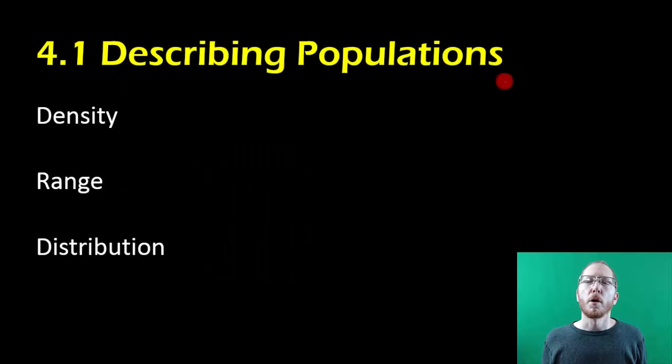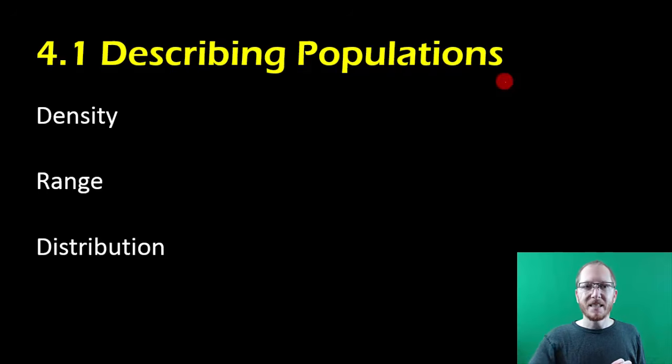Welcome to section 4.1, where we're going to start describing different characteristics of populations. If you remember, a population is a group of individuals that are members of the same species, and so they're able to interbreed with one another to produce offspring. As we describe them, there are three categories that we're going to go into in more detail, but I'm just going to give you a real quick overview.